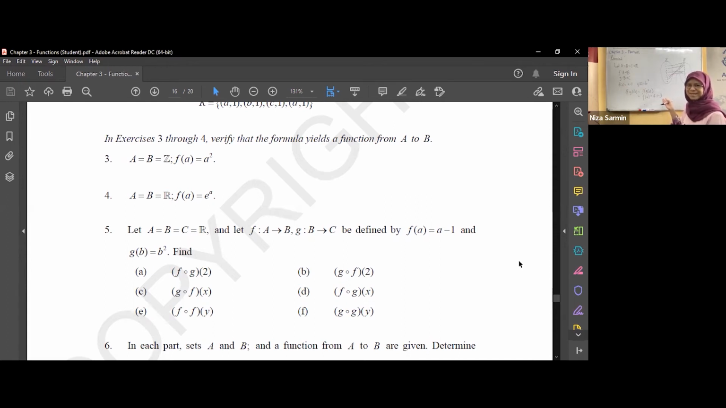From your secondary school. Okay, let's try to do one more. f of g of x. Now, f of g of x is equal to f of, and what is g of x? g of x is x squared. So f of a is a minus 1, so f of g of x is x squared minus 1. That's it.